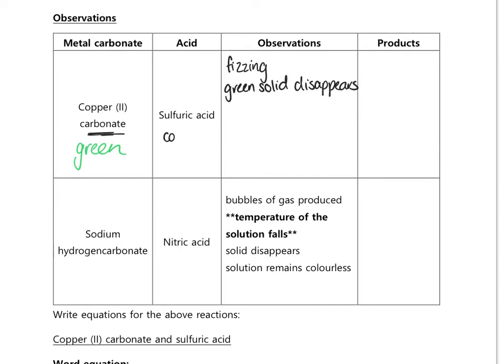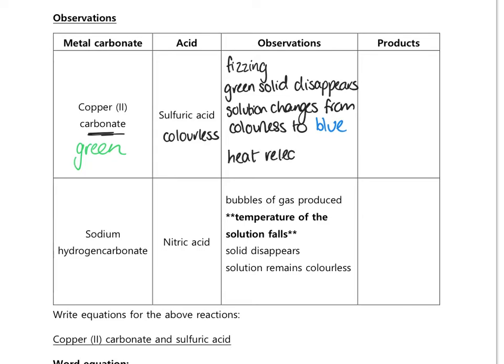You will know that your solution of acid is colourless, and because we are forming copper sulfate, you should know that that's blue in solution, so our solution changes from colourless, how it originally started with the acid, to blue. And that's because we have formed copper sulfate. Copper in solution is blue. And then finally, some heat will have been released.